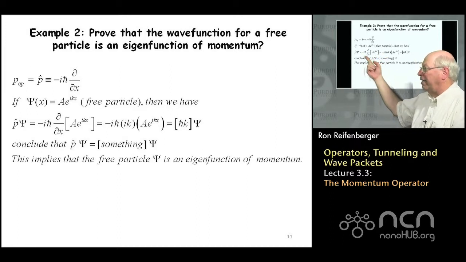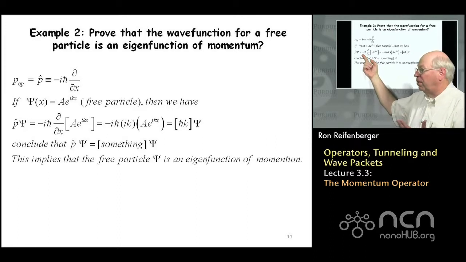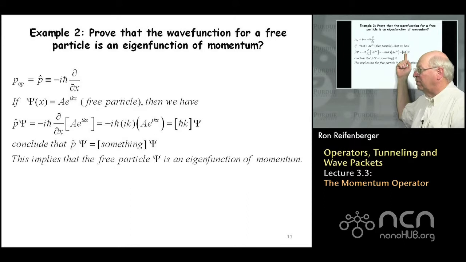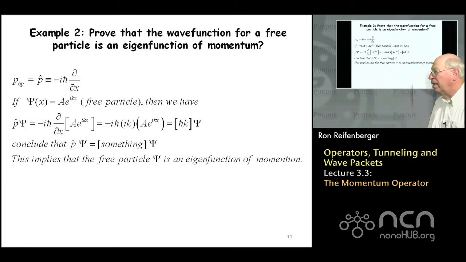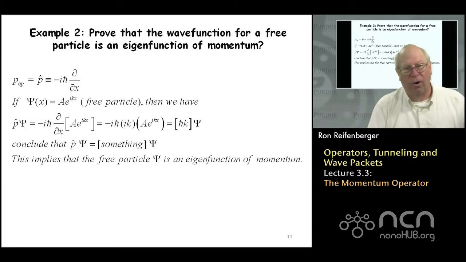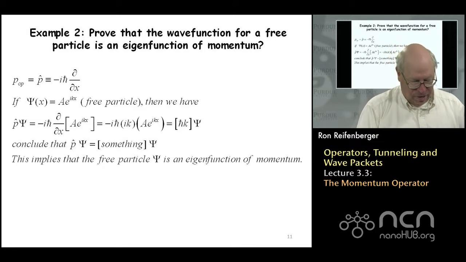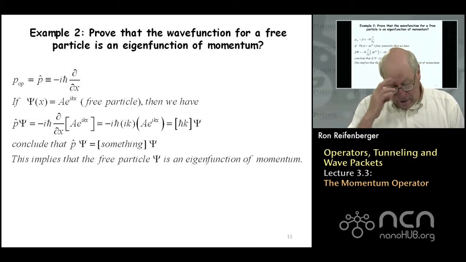And so what you find is that, using this free particle wave function, e to the ikx, you can satisfy an eigenvalue problem, and the eigenvalue turns out to be h bar k. So you get the wave function back again, what multiplies the wave function is h bar k, and so then you identify h bar k as the momentum of the particle, which is something that we've already done many times in the process of this course.